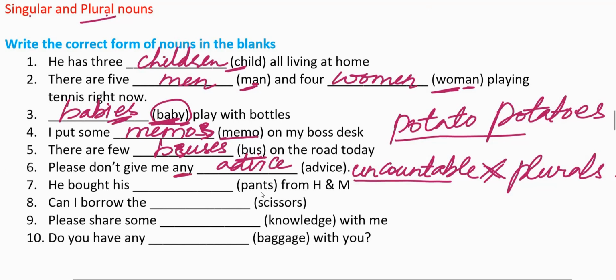There are certain nouns which can be countable. You can count them, but when it comes to writing, you add S. This does not mean the pants is in plural form here.